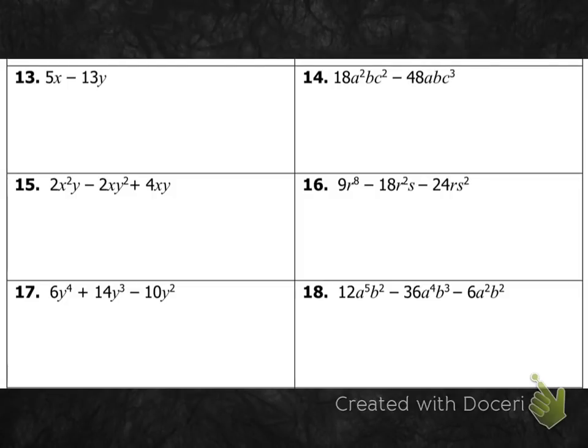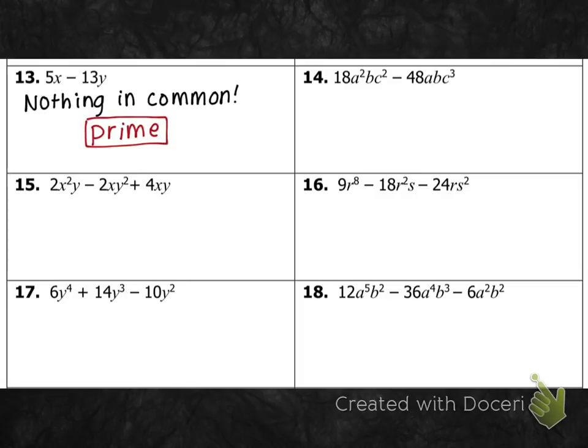Okay, 13. So here, 5x minus 13y. 5 and 13 have nothing in common, and one has an x and one has a y, so this one is prime. There's nothing in common.